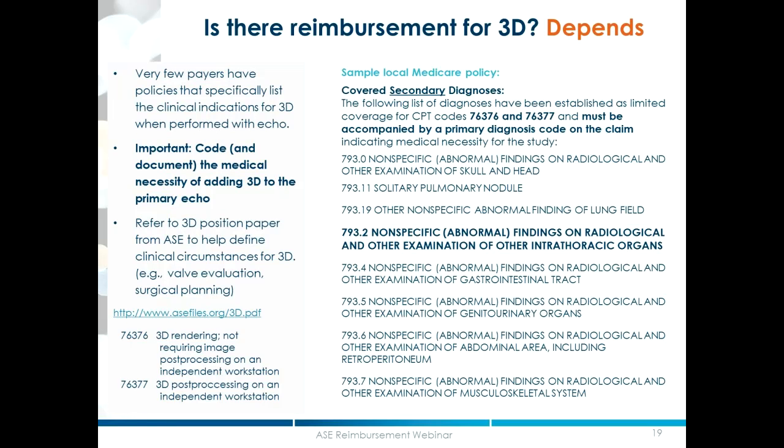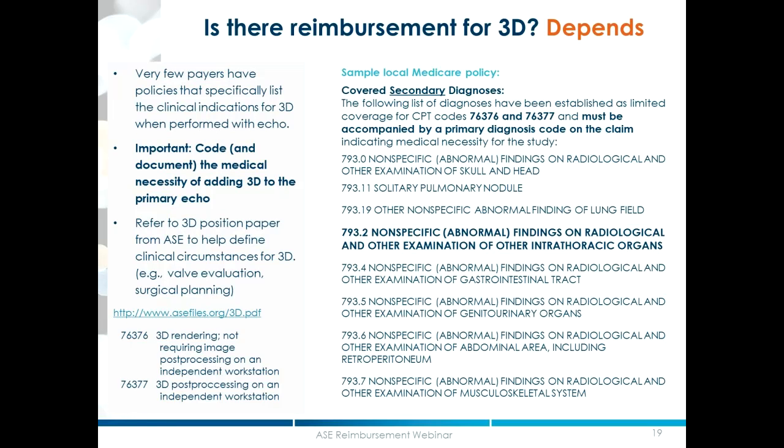Most of the time, 3D is thought about in terms of CT and MRI. And so the coding policies that are out there usually reference some type of radiology procedure. However, the correct code for echo is the 3D, the 76376 or 76377. Those codes get added to the primary procedure and are allowed in many circumstances by many payers.